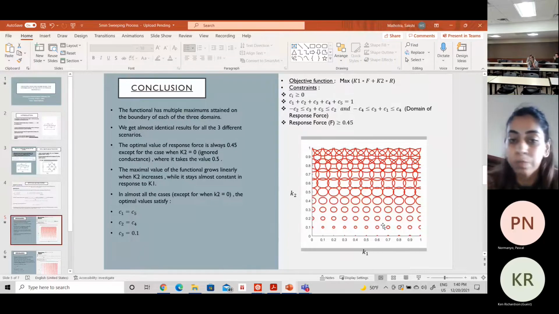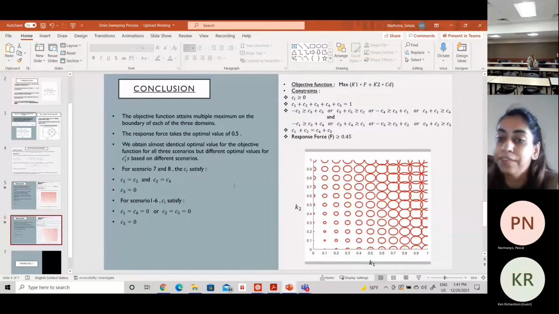We also notice that in almost all the cases, the optimal values of Ci satisfy these equations: C1 equals C5, C2 equals C4, and C3 equals 0.1. So this is the result where your objective function is the response force and resistance. We're trying to optimize the system in terms of response force and resistance. We did the same thing with conductance, and we get the following results.